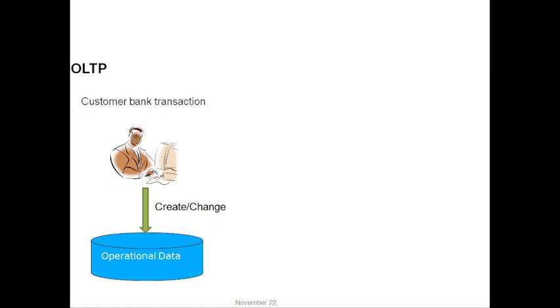So if you see this, this is the OLTP system, and we have operational data in OLTP systems. Operational data in the sense most recent data. And what we do here, we can create a record or we can change a record in OLTP systems, right?